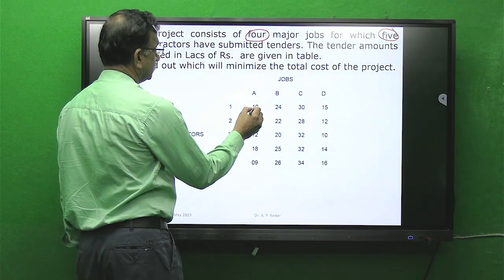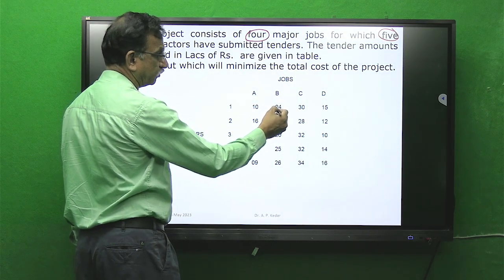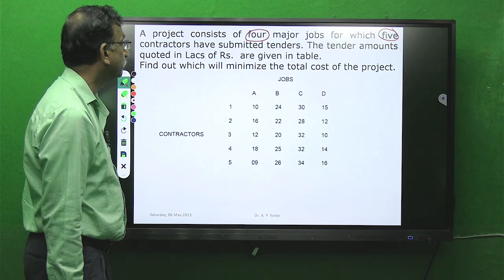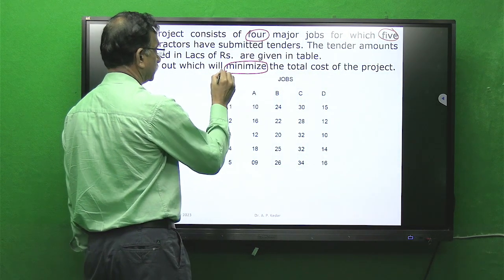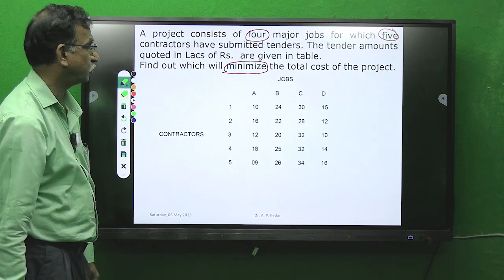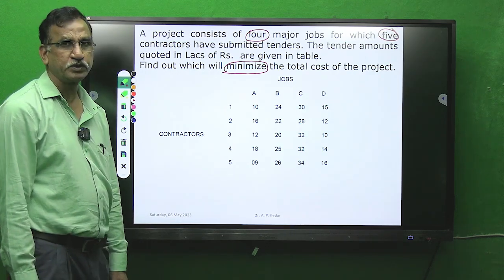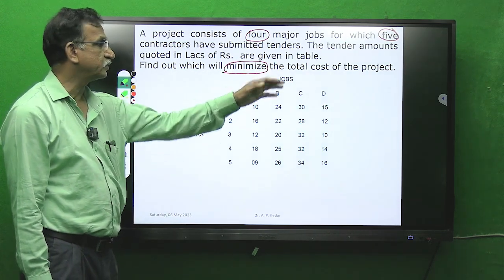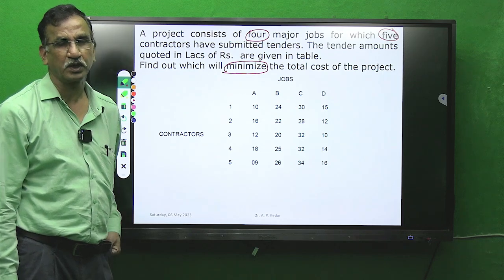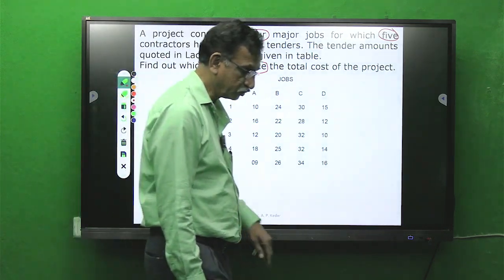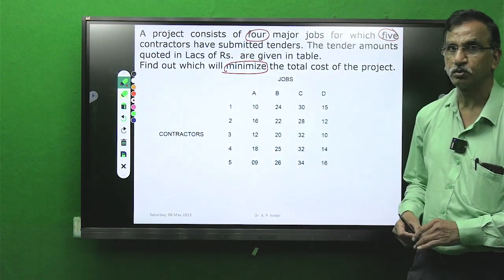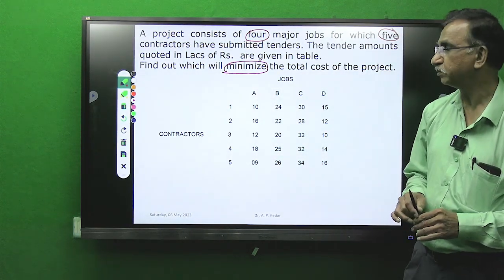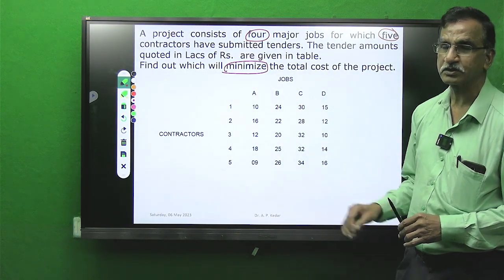The tender amounts quoted in lakhs of rupees are given in the table. So this 10 means it is 10 lakhs, 24 means 24 lakhs, that is the meaning. Find out the assignment of these different jobs to the tenders, which will result in minimizing the cost of the project. And naturally we know that whenever we are talking of any project, the intention of the project manager is always to reduce the cost of the project. So this is the task given.